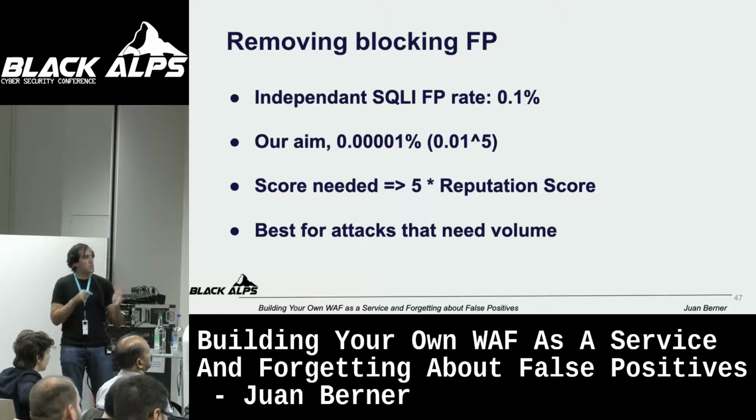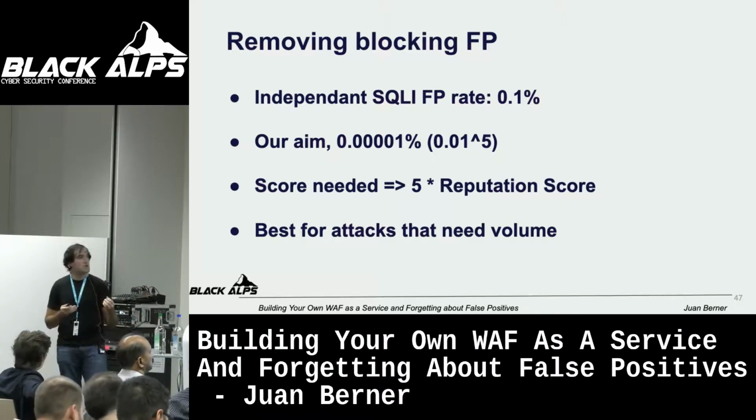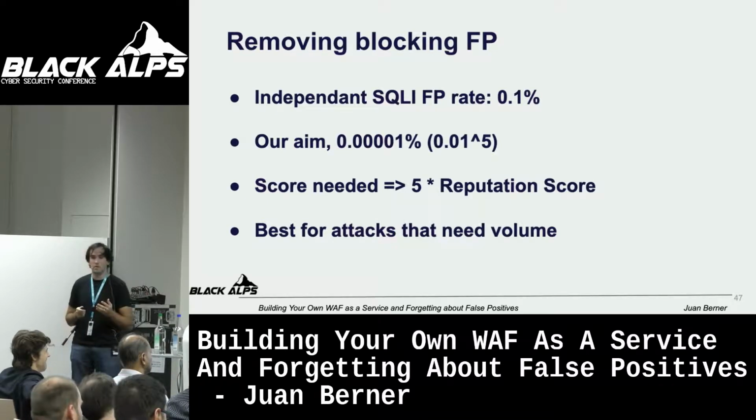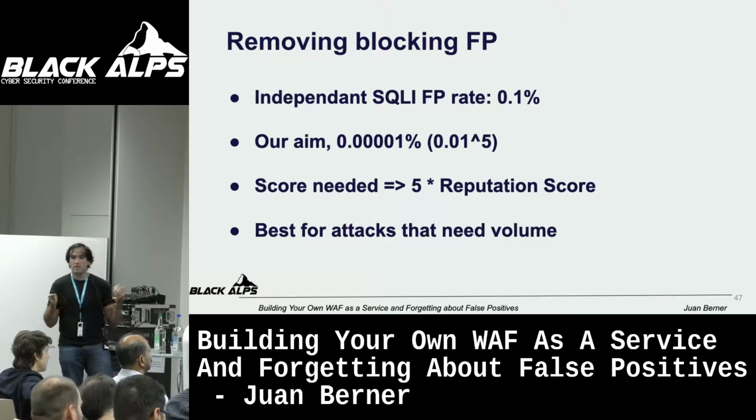But we want to get to this number, so 0.0001%. Given that most of these detection false positives are independent from each other, that means that the probability of getting 5 of them consecutively happening gets pretty much to that probability. So you are delaying a bit the decision, but in the particular case of attacks that need volume, this is pretty much always the case. Anybody who's running any kind of a tool to find SQL injections will not do 2 SQL injections.